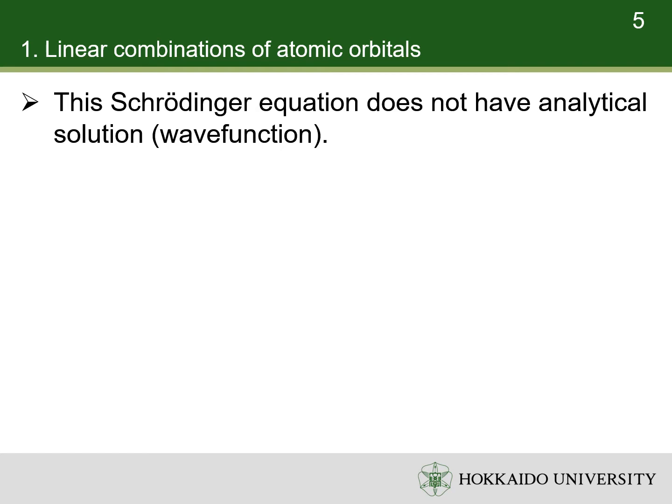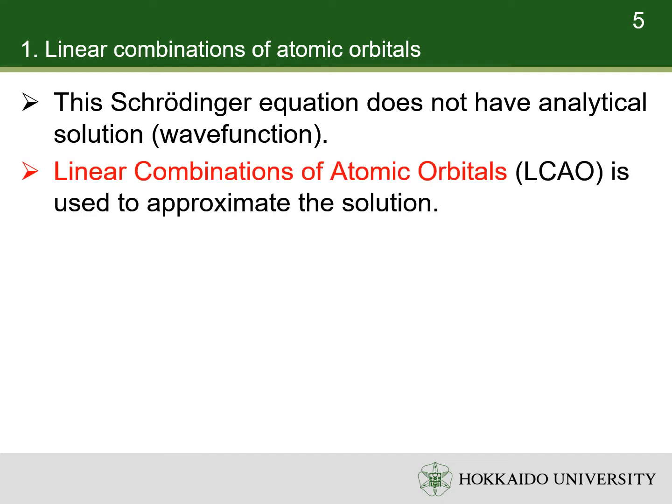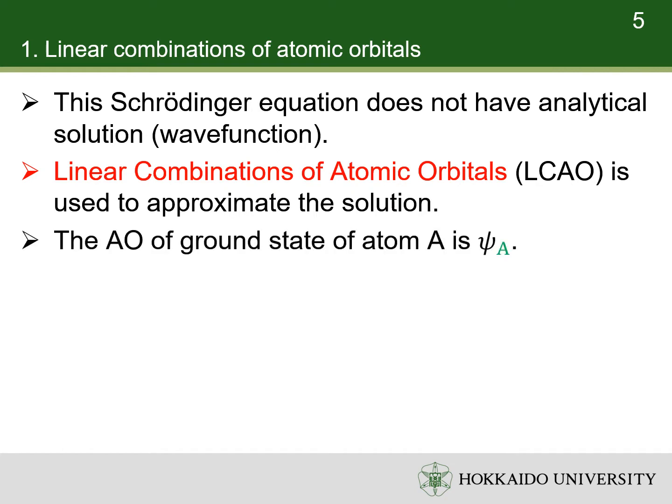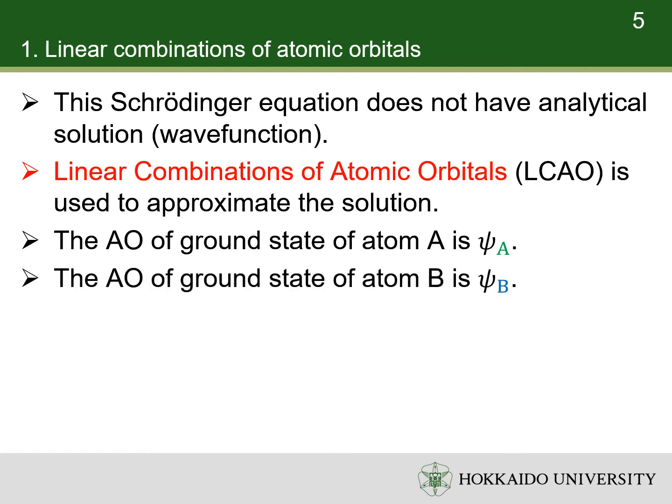Unfortunately, this Schrödinger equation does not have an analytical solution. That is, we don't know the exact form of the wave function. To approximate the solution, we can use the linear combination of atomic orbitals. Suppose psi A is the ground state of hydrogen atom A. Then, psi A is one of the atomic orbitals of atom A. Similarly, psi B is the ground state atomic orbital of hydrogen atom B. Because both atoms are hydrogen atoms, psi A and psi B are exactly known.